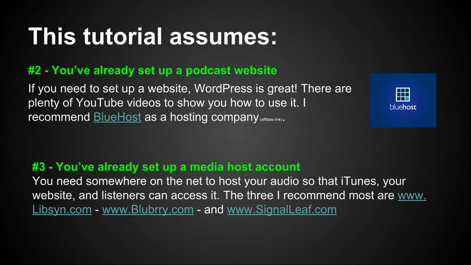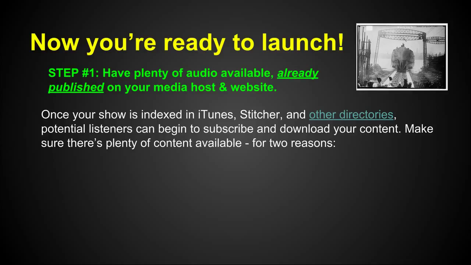So you're going to need a place like Libsyn or Blueberry or Signal Leaf. Those are my three recommended places that I would say that you go. Those accounts are fairly inexpensive. They cost anywhere from $15 a month to $25 a month for most people. Very affordable. All right, so that's what this tutorial assumes. Now you're ready to launch.